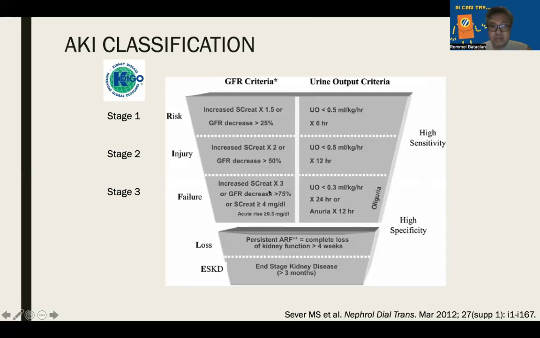So therefore, it's greater than or equal to 3. So it is a stage 3 acute kidney injury. Or again, a serum creatinine of more than 4 milligrams per deciliter, you can already label this patient as a stage 3 AKI.